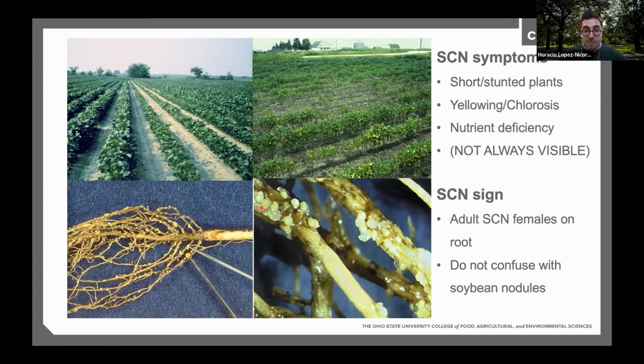So we can also see the pathogen. We can go and pull some roots, tap the soil, look at the root, and we can see these white, lemon-shaped, pearlish-colored females on the root. Very small, but still visible to the naked eye, not to be confused with the nodule that I'm pointing at here. But this is the best way to diagnose that we actually do have the problem.